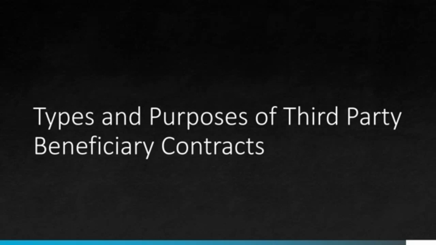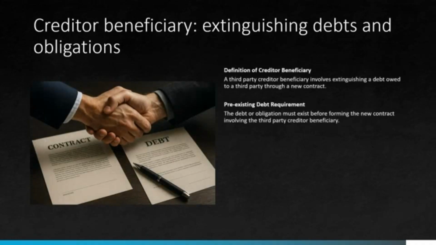So next we'll look at the types and purposes of third-party beneficiary contracts. First of all, it could be that you're a party to this contract, but you owe money to somebody else, some third party. So you're just going to let whatever money might be coming your way in this contract, you're going to have them pay it to the person you owe to satisfy your obligation. That's what's called a third-party creditor beneficiary.